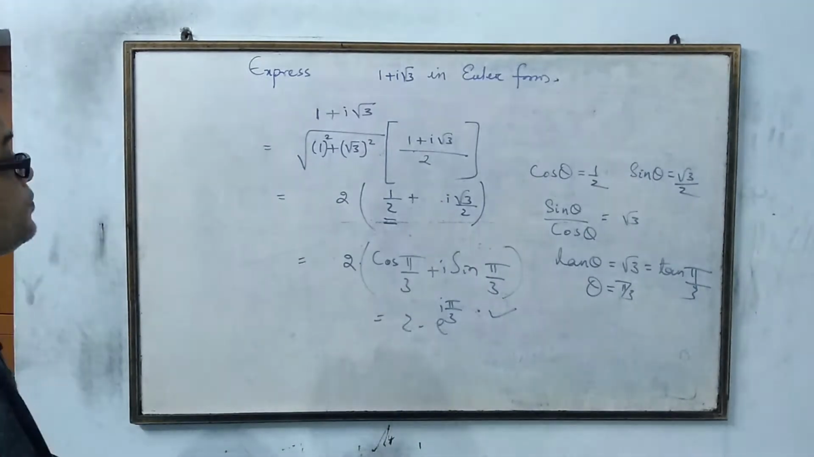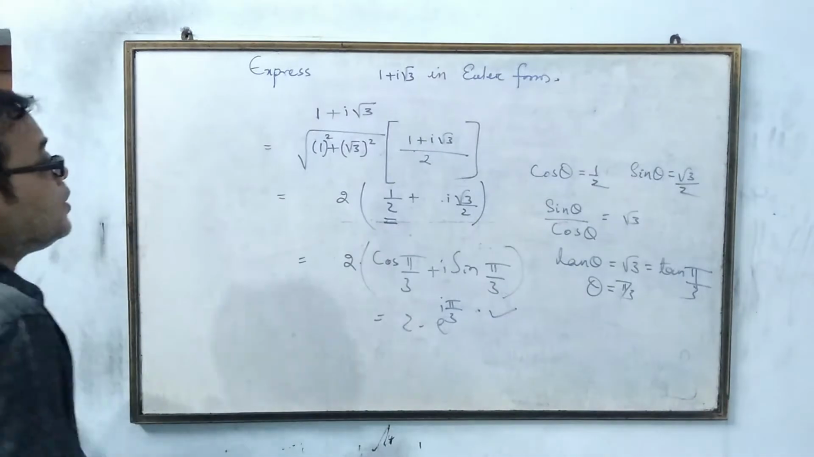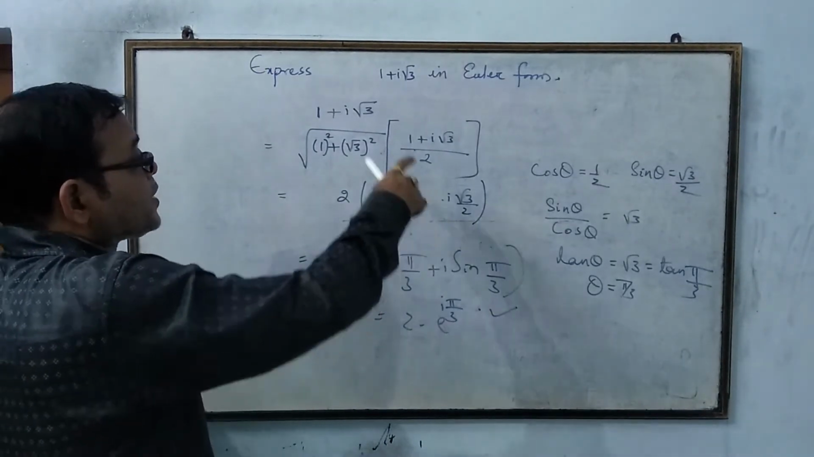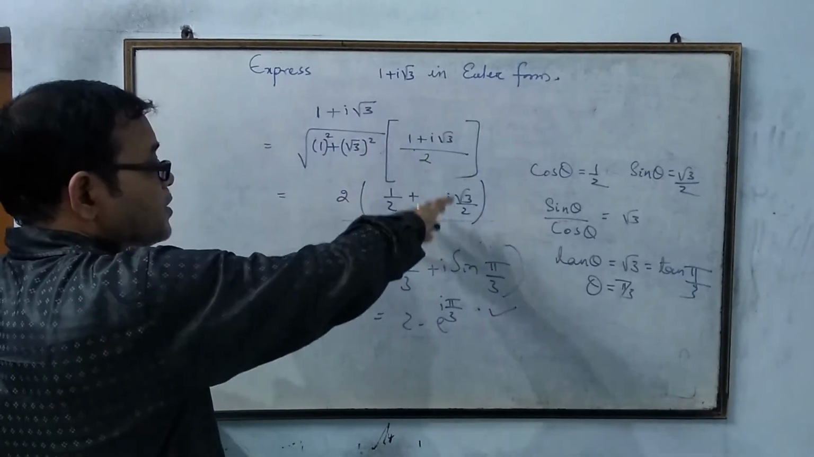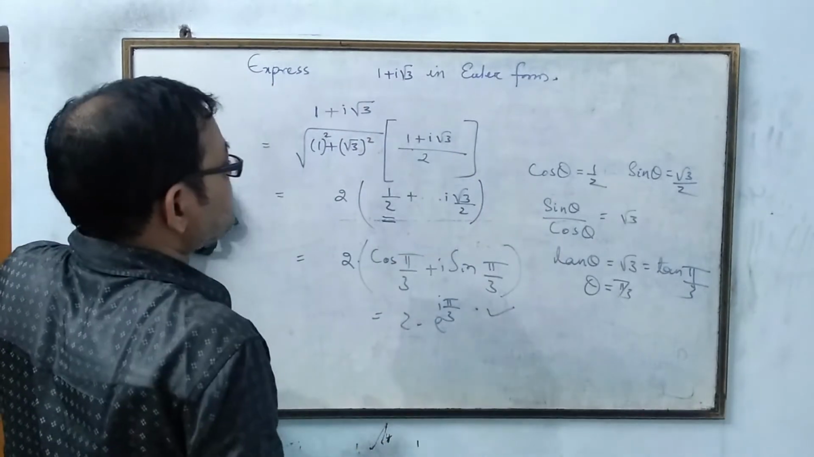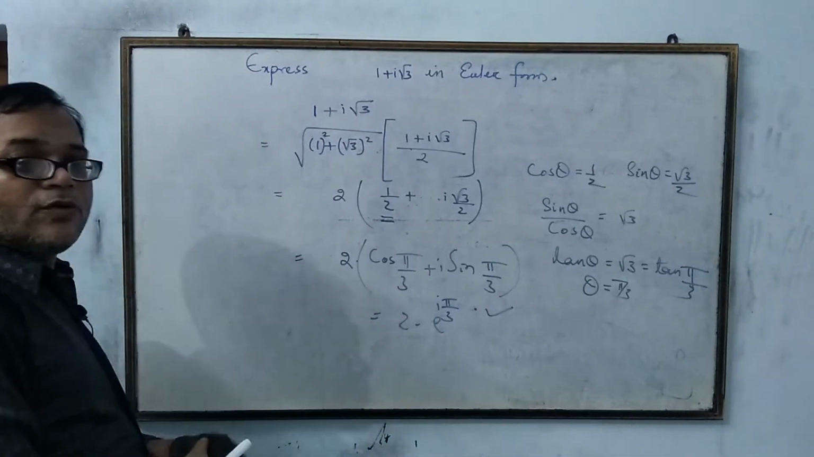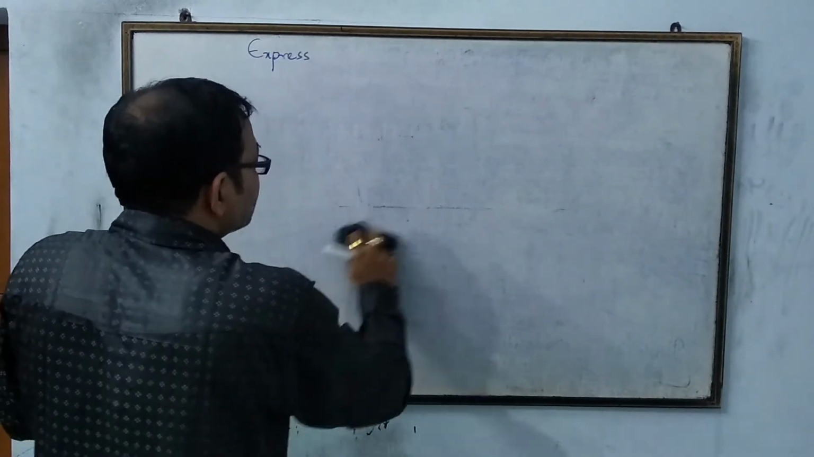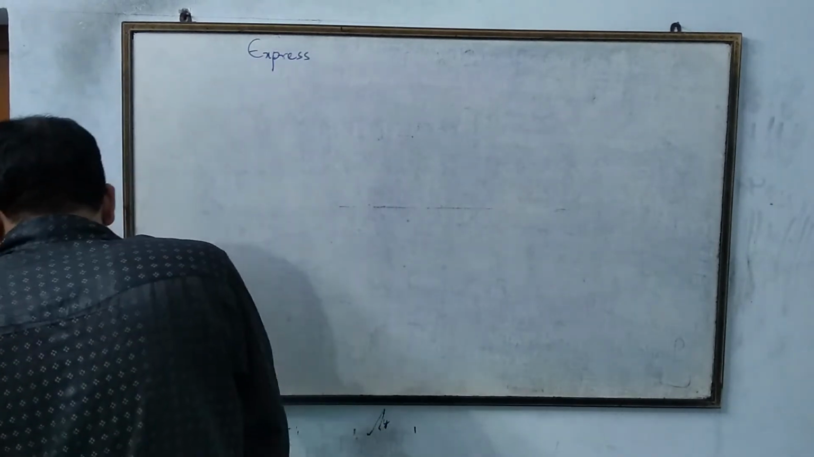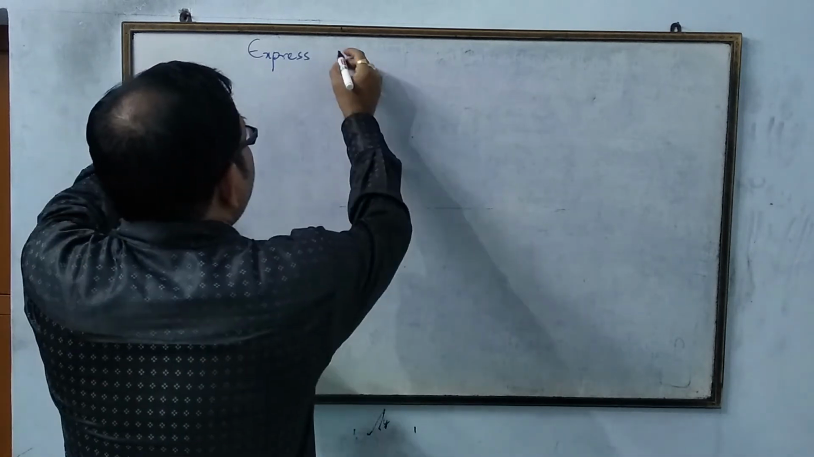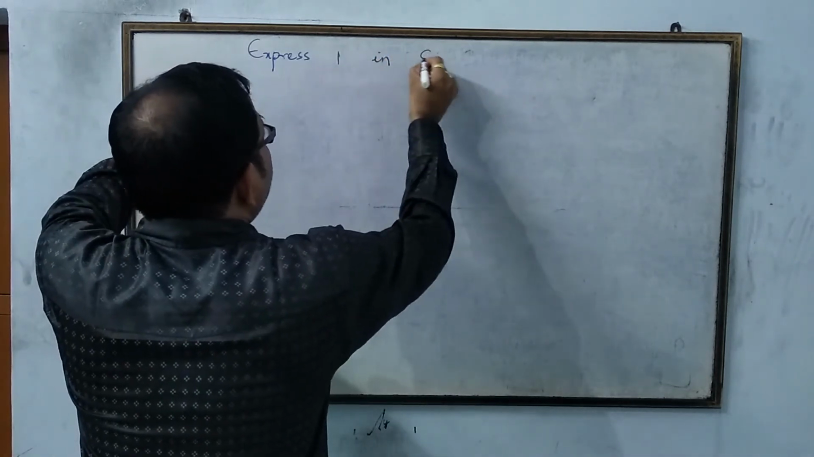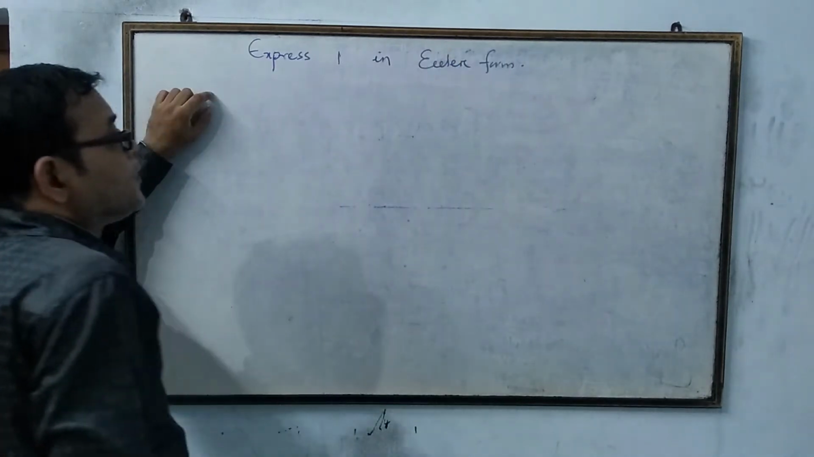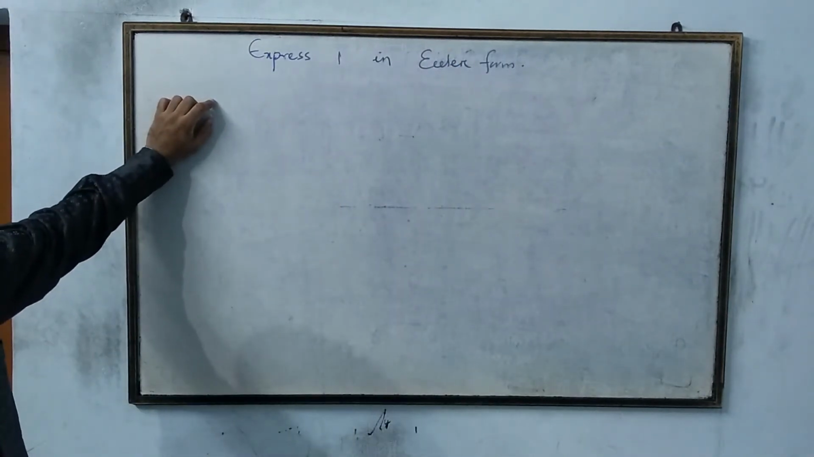Right, how did you represent 1 plus i root 3 in the Euler form? Let us express 1 only in the Euler form. How is 1 represented in the Euler form? Express 1 in the Euler form.